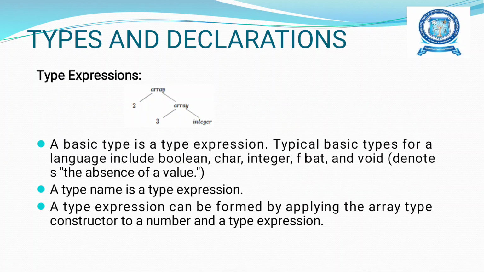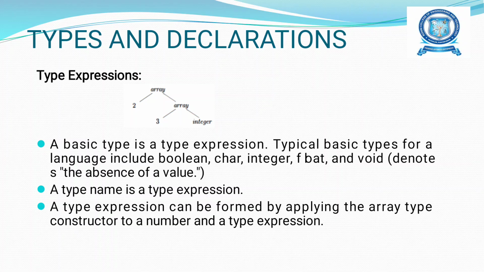So the tree describes the type expression. Here the root node is an array, the left side is 2, and the right is another array because it is a 2-dimensional array. Then on the left side is 3, and the data type of the element is integer, which is described on the right side. So the type name is a type expression.